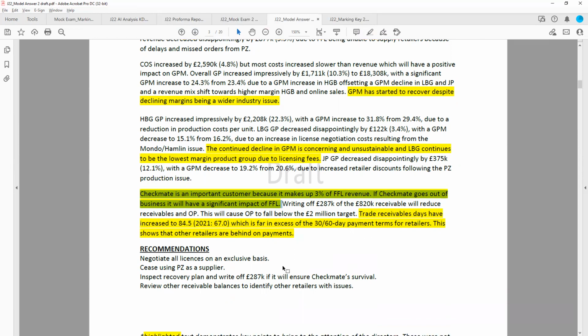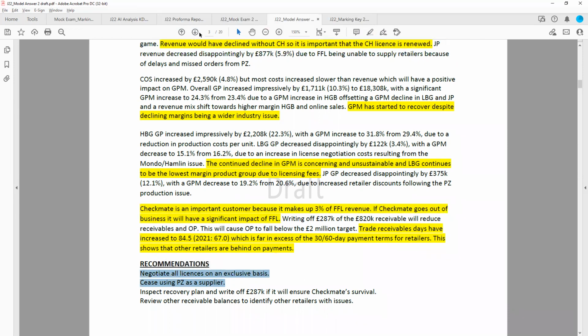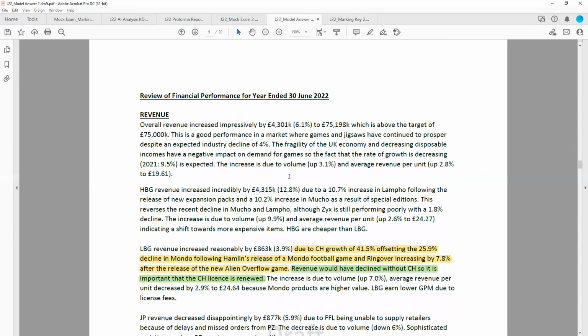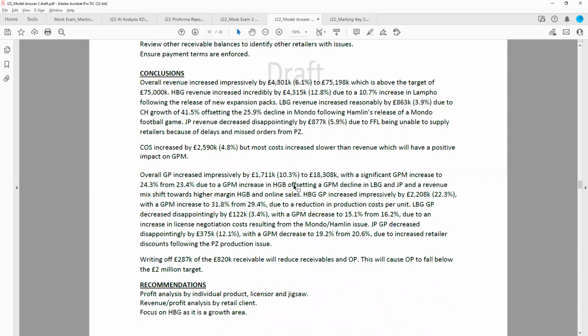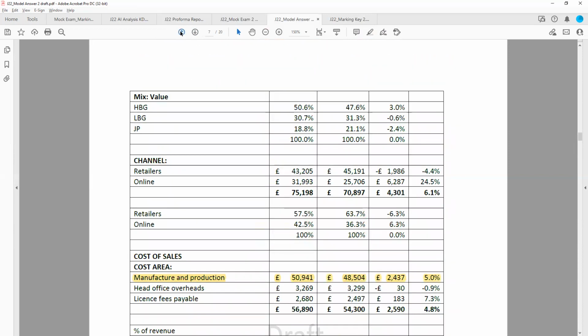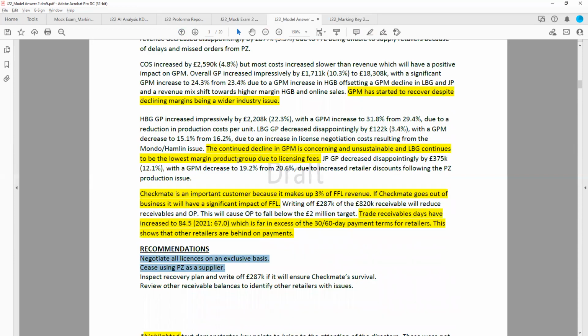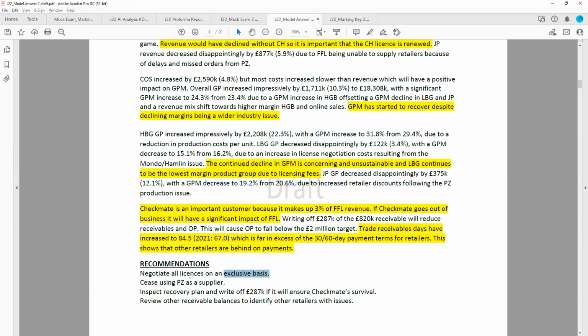And then in the recommendations, I've got the two main recommendations. I thought quite carefully about which ones are the most important. I just felt that handling issue is definitely a big issue with the Mondo licensing. So get licenses on an exclusive basis so it doesn't happen again.